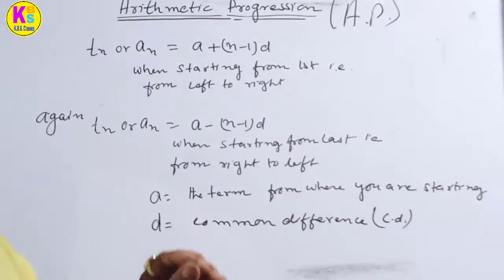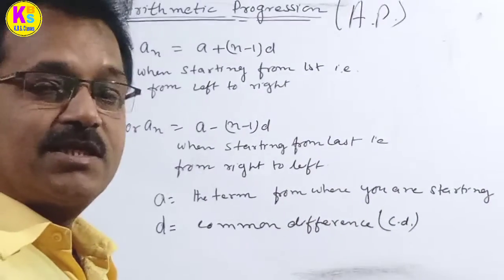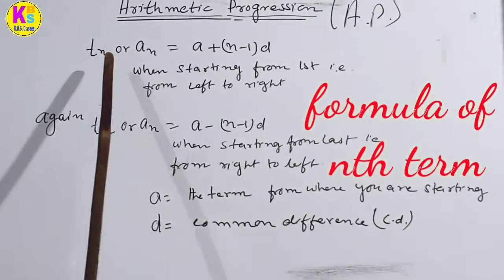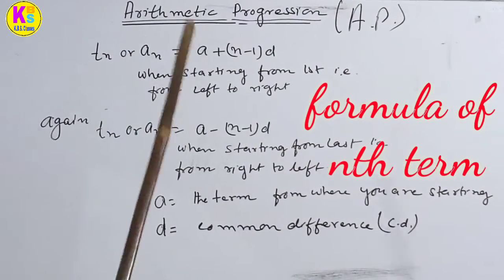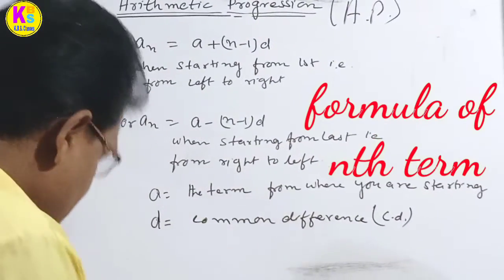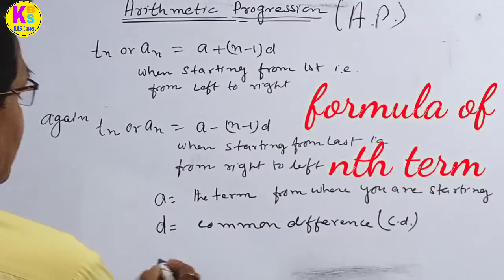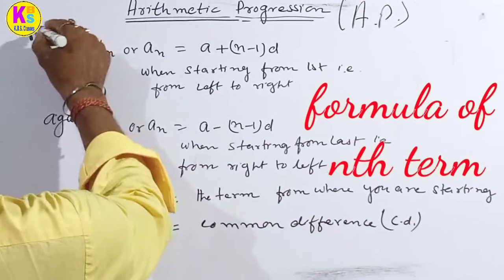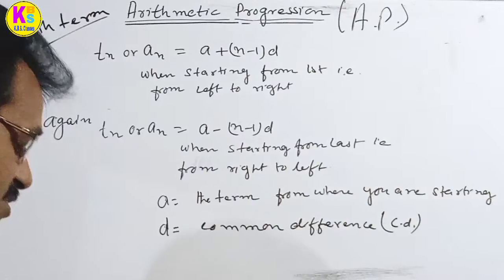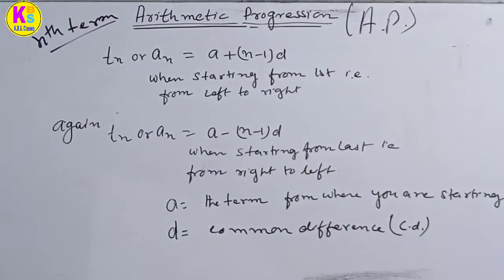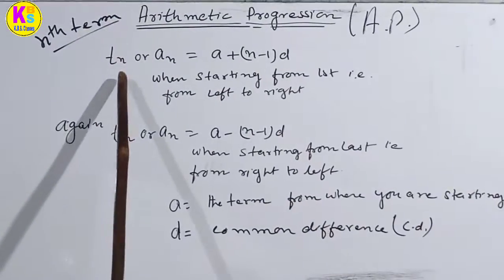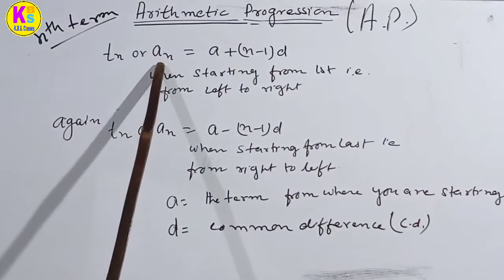I have explained the formula which I am revising here. The formula for getting the nth term. Nth term means the last term or any term which is required to be found. So Tn, or you can also say an.